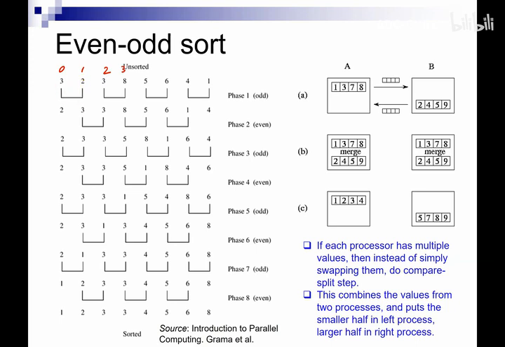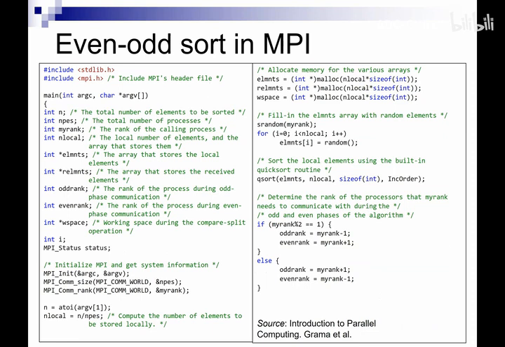And then in the even phases, if my rank is odd here, I'm going to pair with the next process. And if my rank is even, like this guy has a rank of 2, then he's going to pair with the previous process. So the process that I pair with depends both on the phase that we're in and also whether my rank is even or odd. So these computations here are basically just to keep track of these things.